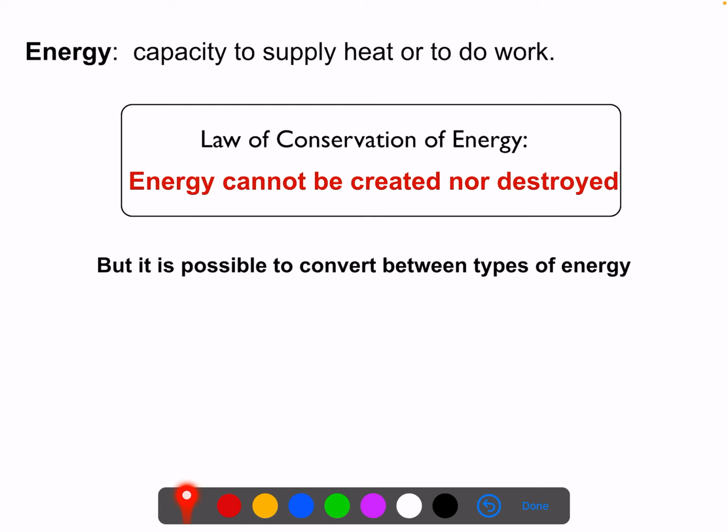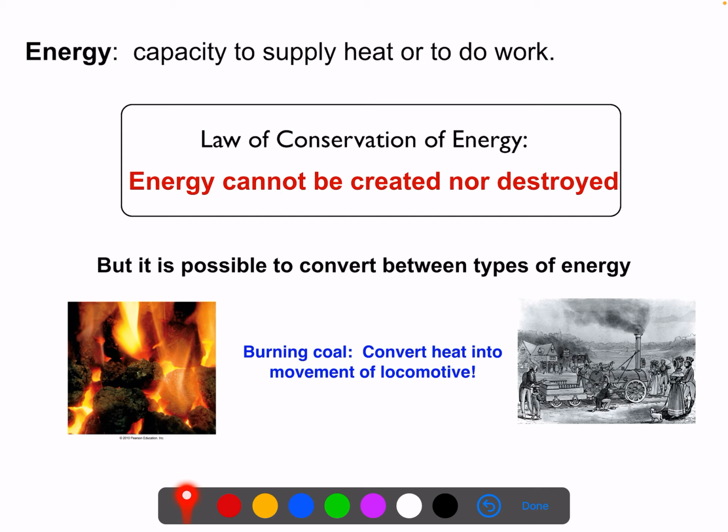But what we can do is convert between different types of energy. And that's most of the time what we're talking about. How can we change the type of energy into something useful? One of the earliest forms of this is taking some fuel source like coal and burning it, and taking the heat that gets produced from burning coal and using it to move something, like a train. And this really is the foundation of a field of science called thermodynamics. So heat, thermodynamics, movement. How do you take heat energy and convert it into movement energy?